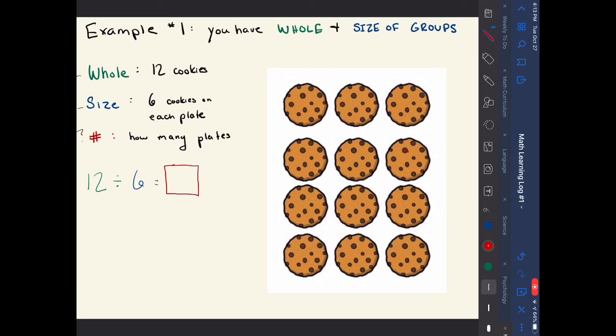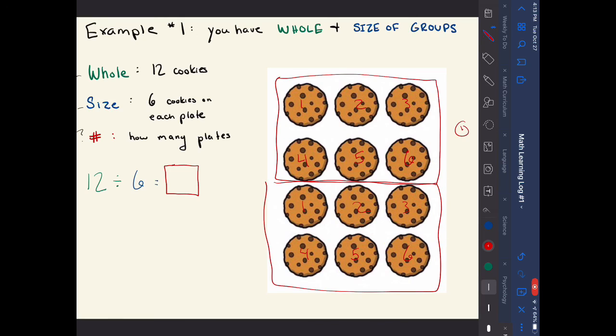We are now going to count the cookies. So see, we have 1 cookie, 2, 3, 4, 5, 6, and they all fit on 1 plate. And then we'll count the rest, 1, 2, 3, 4, 5, and 6 cookies all on another plate. So we have 1 plate and 2 plates. So 12 divided by 6 equals 2.